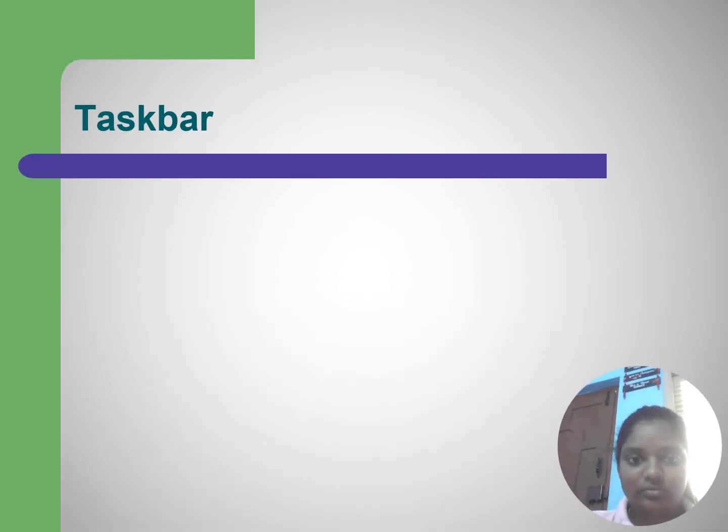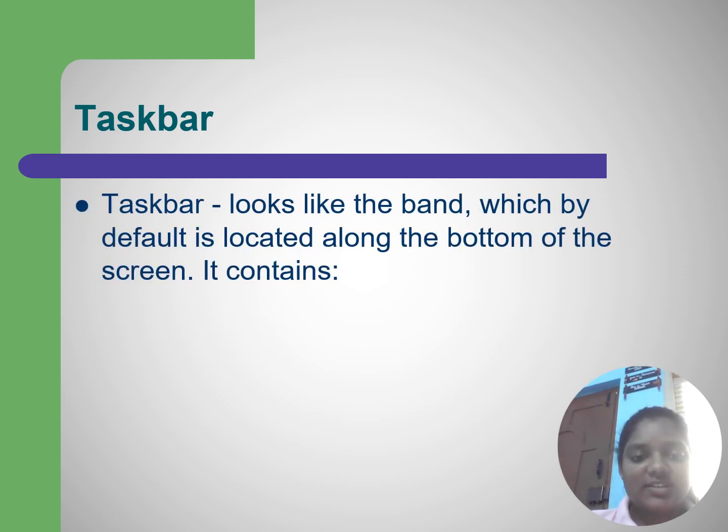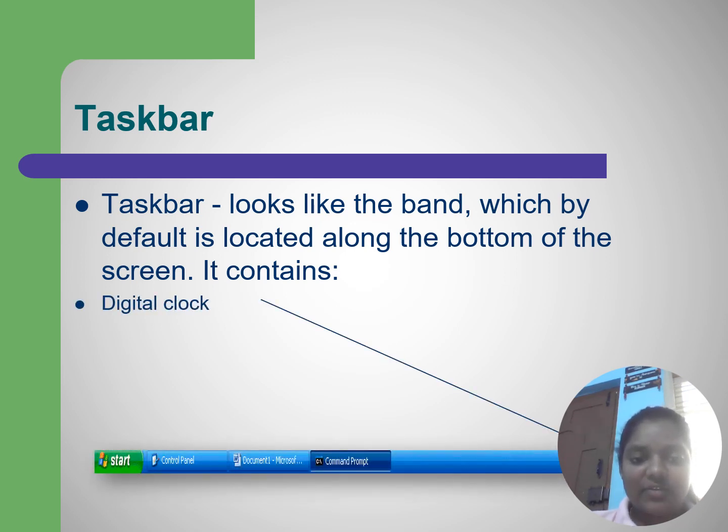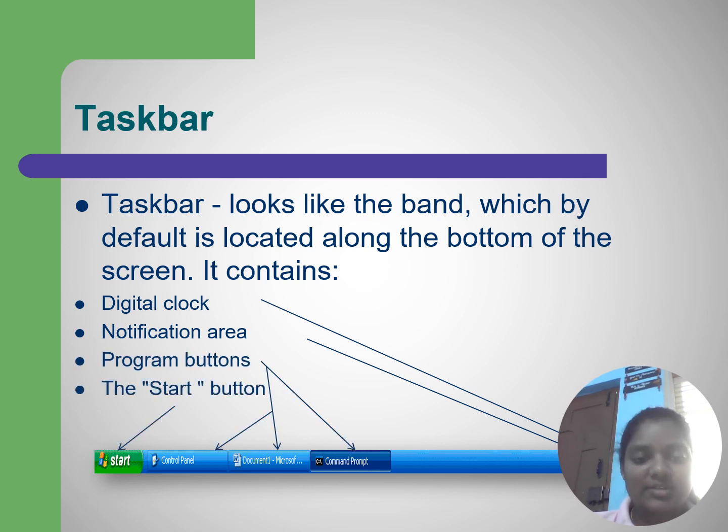And the next element is the task bar. Let us know what is the task bar. The task bar looks like a band, which by default is located along the bottom of the screen, as it contains the start button, the digital clock, notification area, program buttons, as it is visually represented on the screen. And let us also know some of the components of the graphical user interface and the examples of the graphical user interface and many other things.